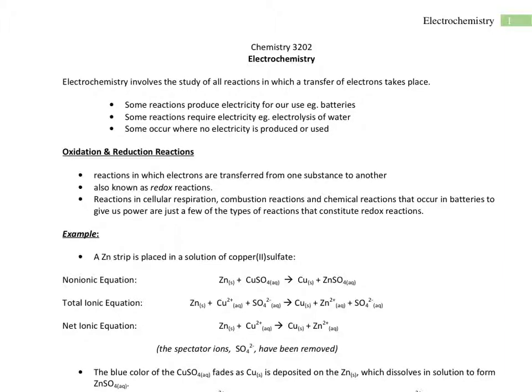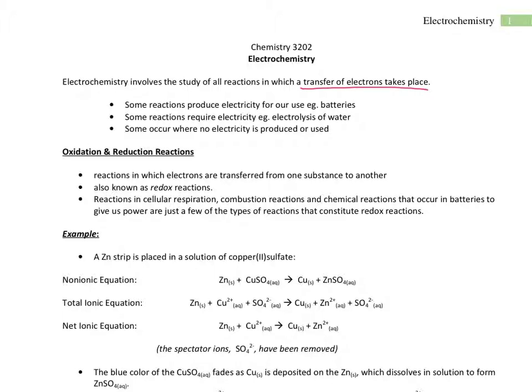Welcome to the Introduction to Electrochemistry. Electrochemistry involves the study of any and all reactions in which a transfer of electrons takes place. So in this chapter, very similar to thermochemistry when we looked at an exchange of heat, in electrochemistry we're going to look at an exchange of electrons.